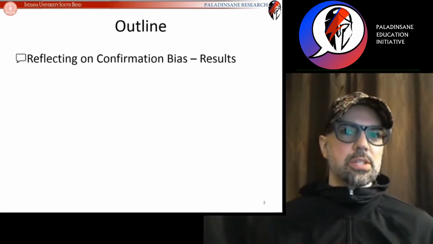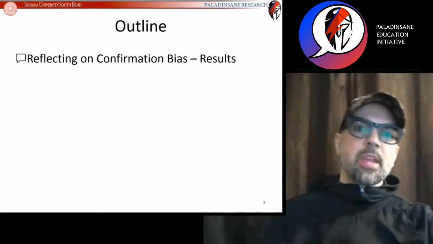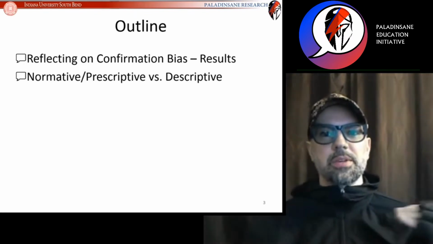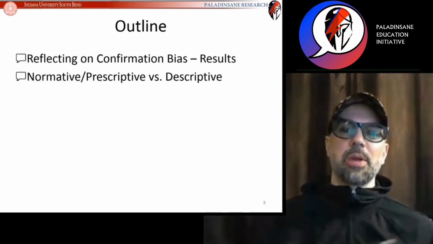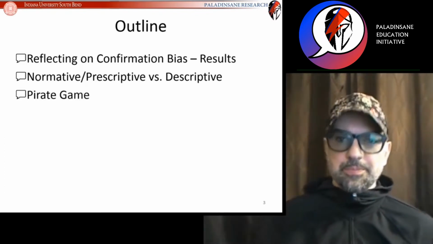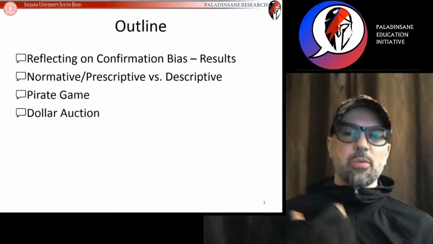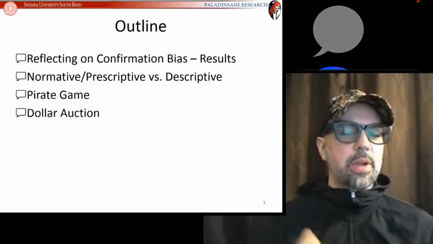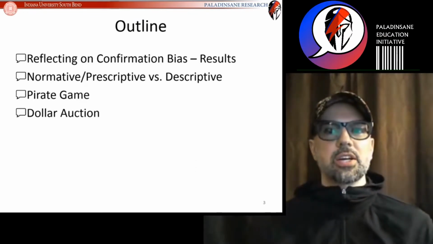So we're going to reflect on confirmation bias. We're going to go over the results of what is now going to be treated as a sort of separate experiment, and I'll explain that in just a moment. But we're going to go over the confirmation bias, and then we're going to take a look at normative or prescriptive versus descriptive decision making. And we're going to analyze that a little bit by going through some examples, going through some challenges. The first one being the pirate game, and then the second one is the dollar auction. We'll end our look today at a real world application where decisions and judgments kind of went off the rails because of the very normal, very regular processes that occur in our mind.